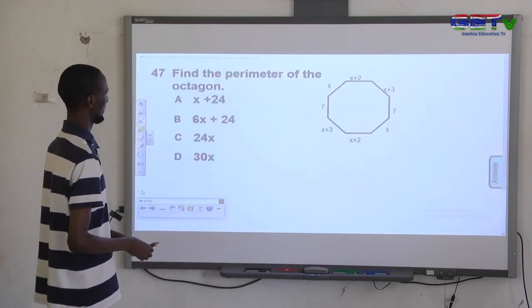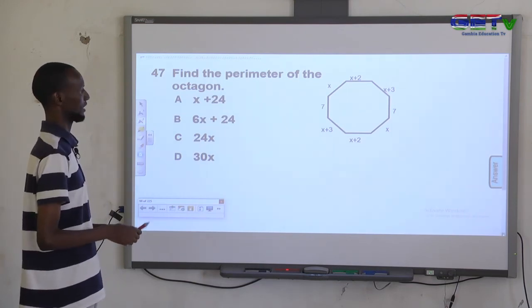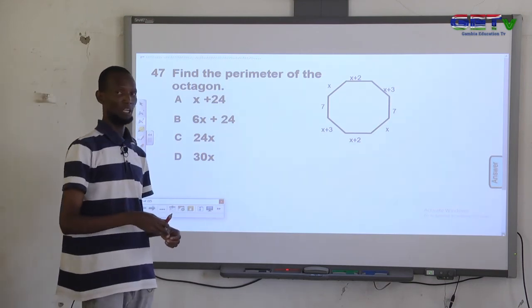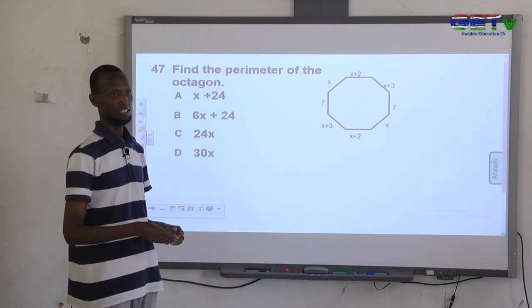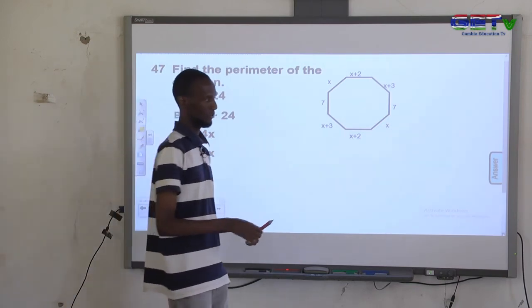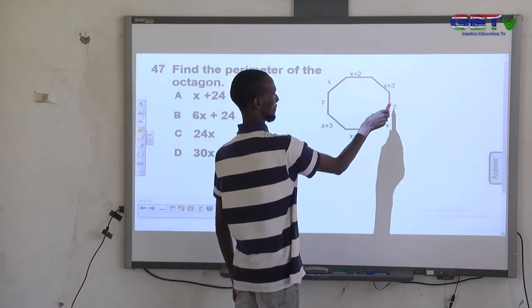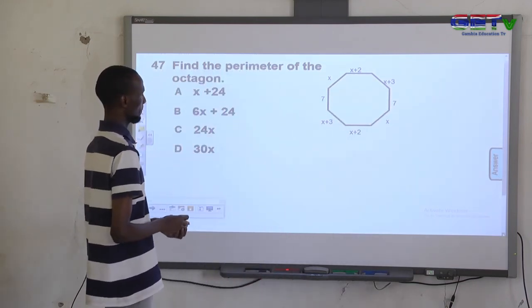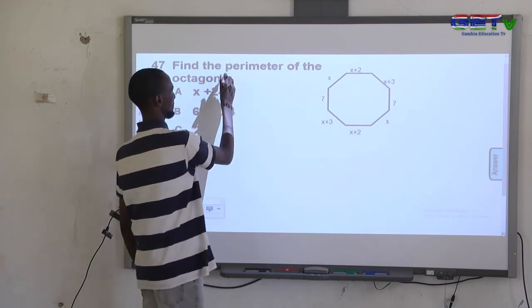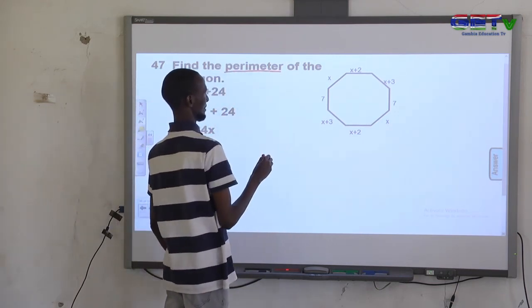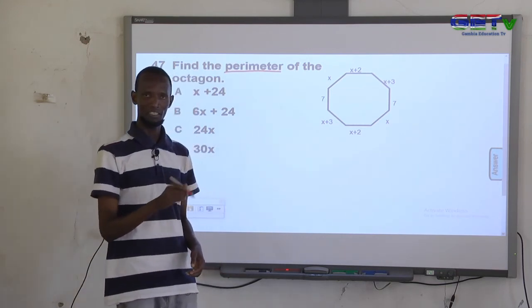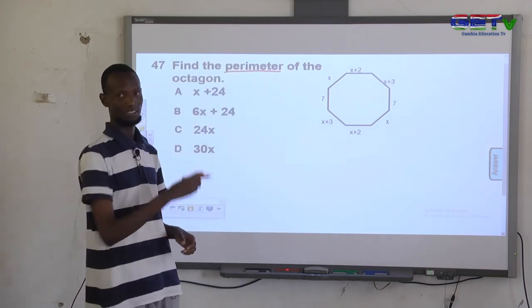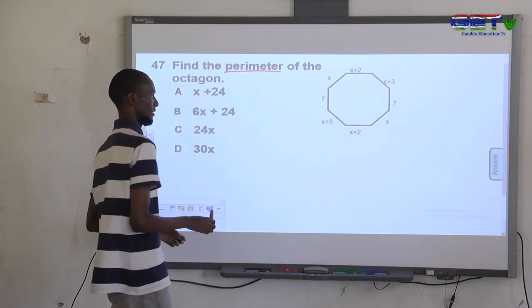So we look at this other one here. It says find the perimeter of the octagon. An octagon is just an 8-sided figure, or a figure that has 8 sides. If you count the sides here, you have 1, 2, 3, 4, 5, 6, 7, 8 sides. That's why it's called an octagon. But all we are interested in here is finding the perimeter. And we know the perimeter is just the distance around the figure, and so to find the perimeter, you simply add all the sides. That should be easy, so let's do that and see.